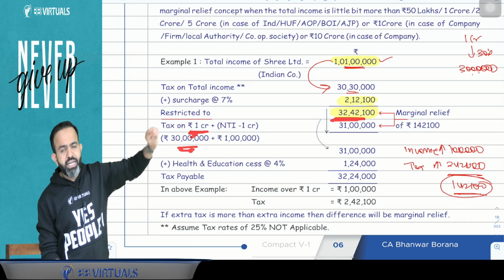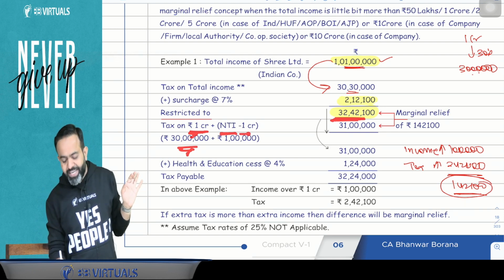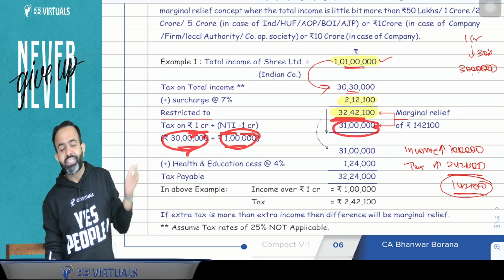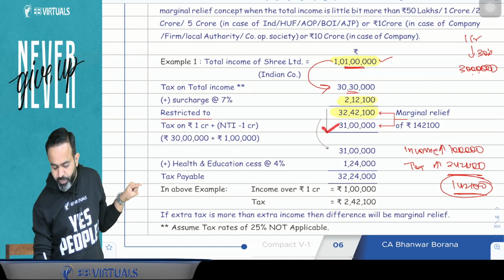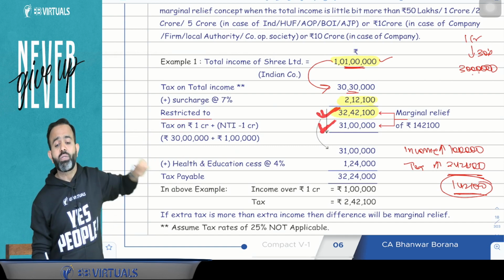And just give that excess income over 1 crore to the Nirmala Sitharaman ji. Plus NTI minus 1 crore. So NTI minus 1 crore is 1 lakh. So just give this 1 lakh rupees to Nirmala Sitharaman ji. So it should be 31 lakh rupees. Here I am saying that this 32 lakh 42,100 is restricted to 31 lakh rupees.